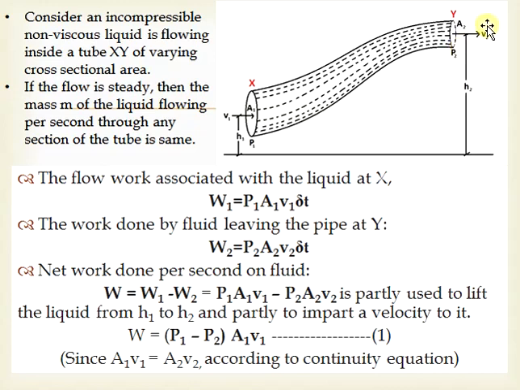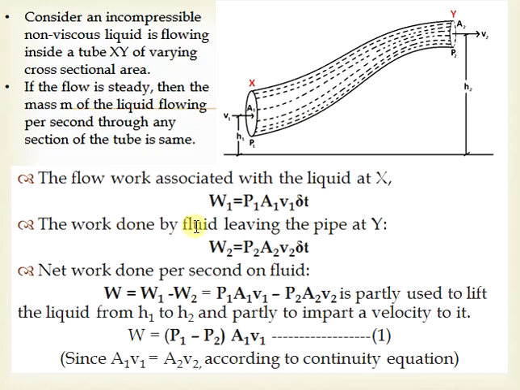respectively. Consider the flow work associated with the liquid at X, so the work done at X will be pressure into area, which is the force, into distance. So P1 A1 is the force, into distance, that is P1 A1 into V1 into delta T. We are considering flow for a short interval of time delta T. So this is F into x, that is P1 A1 V1 delta T.